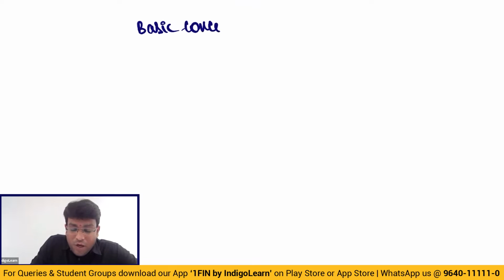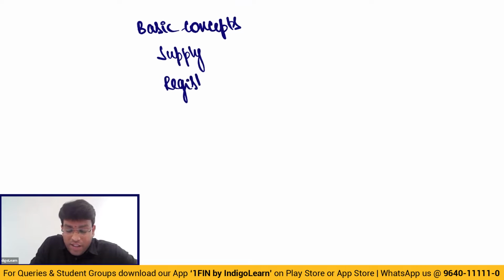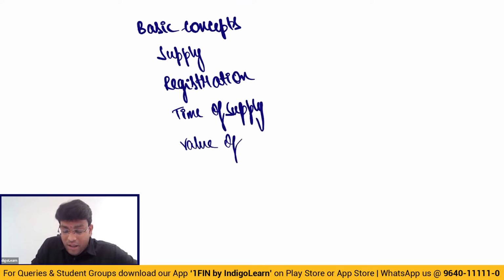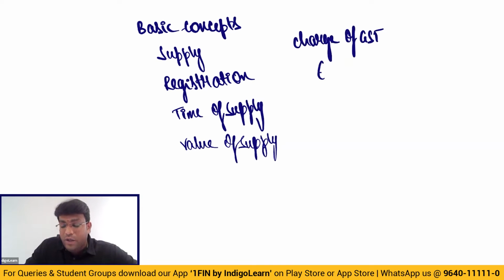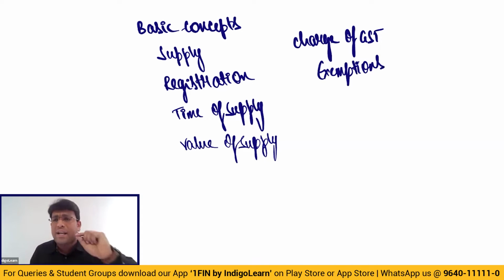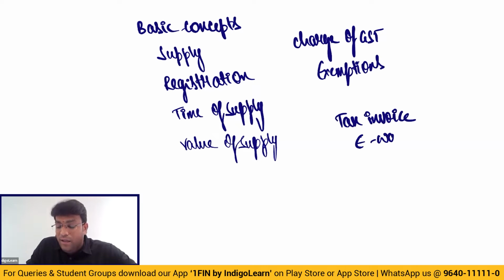So let's proceed. At CA Inter GST level, my dear friends, we have some interesting topics like basic concepts. We have the concept of what is supply. We have the concept of registration under GST law. We have the concept of time of supply. We have value of supply. And we also have an important discussion known as charge of GST. And we have a brilliant topic known as exemptions. And apart from these topics, we have some procedural topics like tax invoice, credit notes, debit notes, and the concept of e-way bill. And we have an interesting topic called returns.